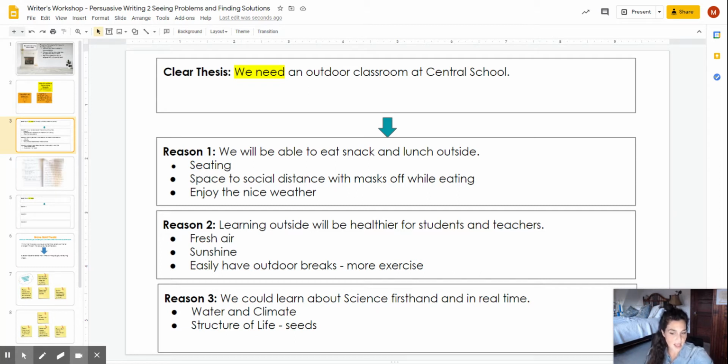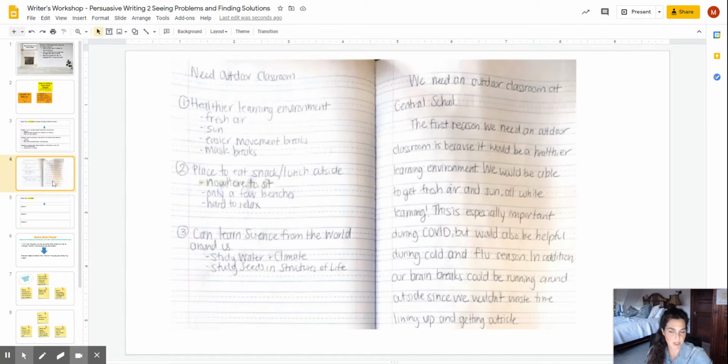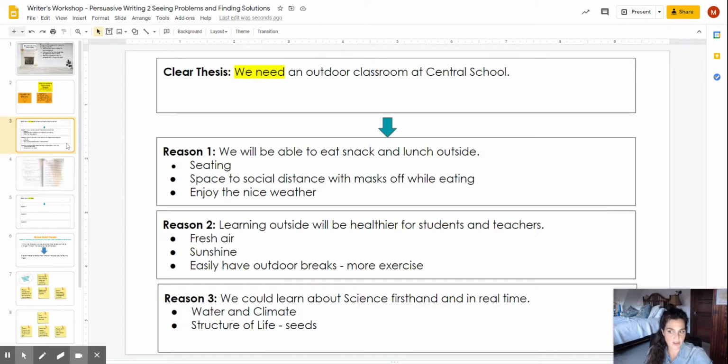But the truth is, a good persuasive writer describes the reasons. They say more about each of those reasons. I did the same kind of work in my notebook so you could see what it might look like if I were doing it in my notebook. So if you didn't want to do it today on this slideshow, which you could, you'll have access to it. But if you don't want to, you could do the same work right in your notebook.